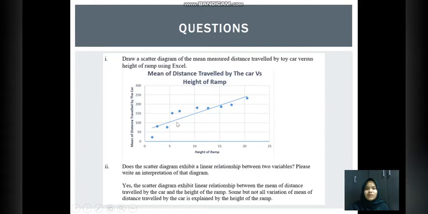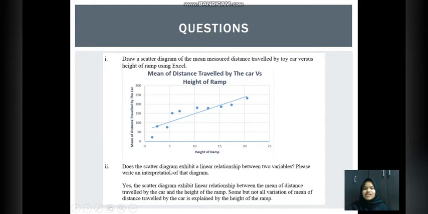Question number 1 asks to draw a scatter diagram of the mean measured distance traveled by the toy car versus the height of the ramp using Excel. So I generated this scatter diagram in Excel. As we can see, the x-axis is the height of the ramp and the y-axis is the mean of distance traveled by the car, and this is the data scattered in the scatter diagram.